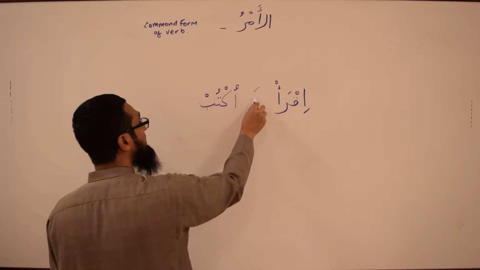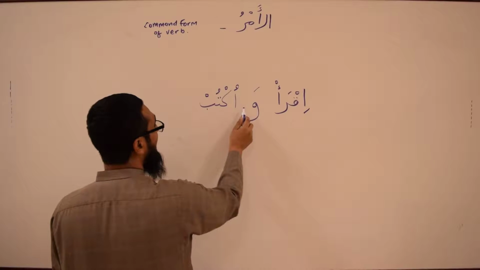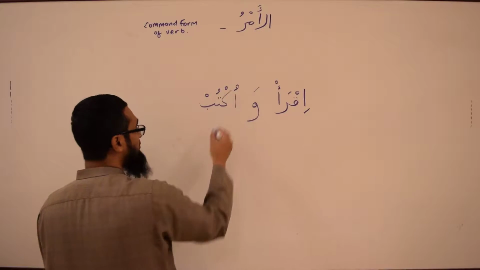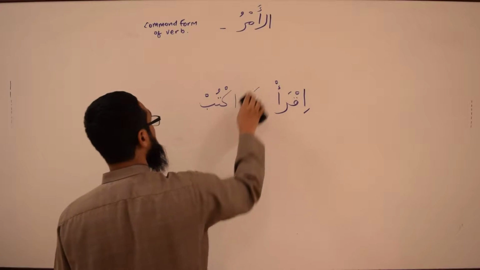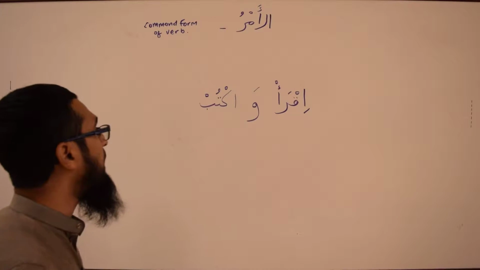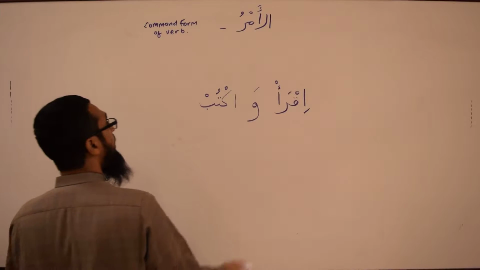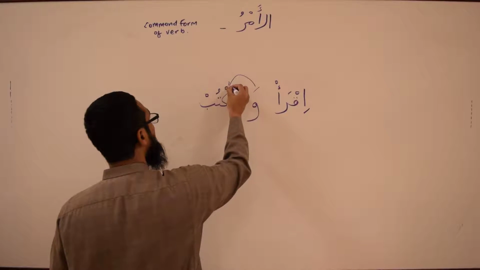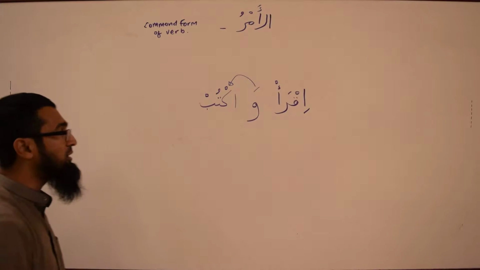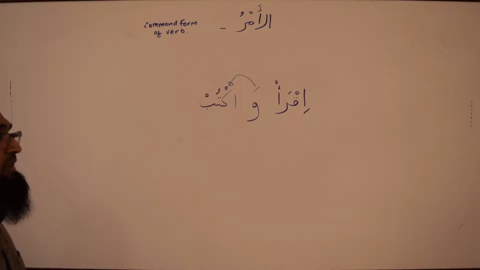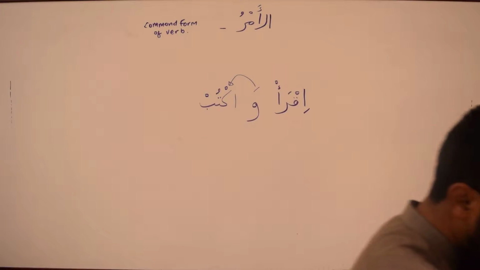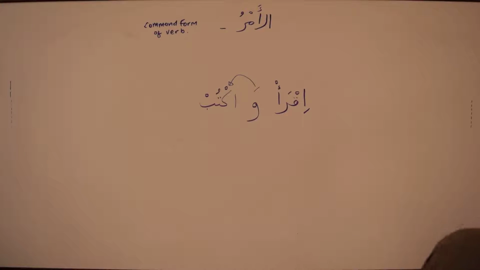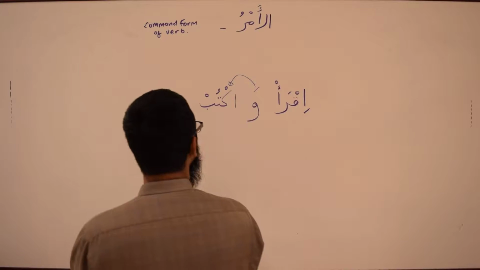But when we pronounce the second part of it, wa and uktub, we will not pronounce this hamzatul wasl. We're not going to pronounce it. So we will say iqra waqtub. Iqra waq, went straight to the kaf. Waqtub. Iqra waqtub. Alright? That is one example of how hamzatul wasl is not pronounced when we put it in the amr. Okay?